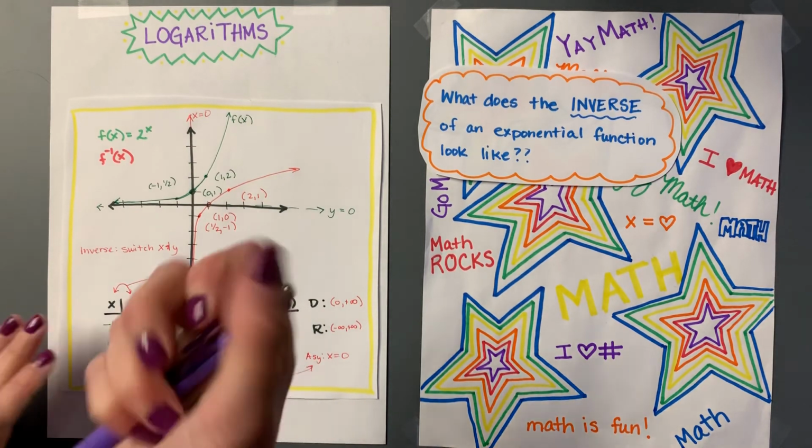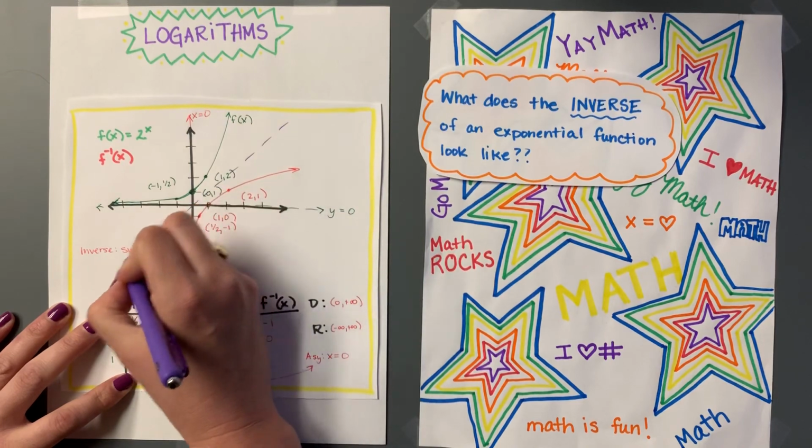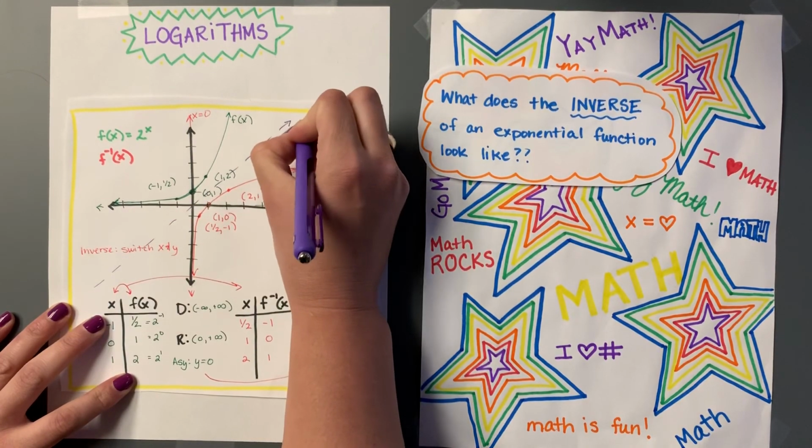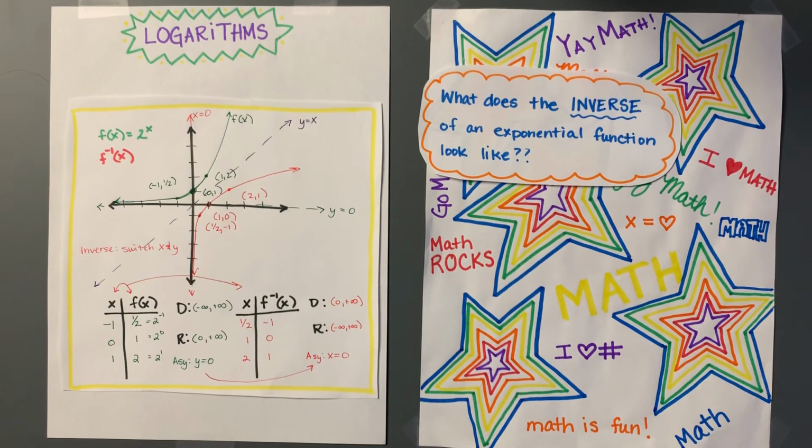But if I were to graph the line y is equal to x, you can see that it is a mirror image across that. So this is the inverse.